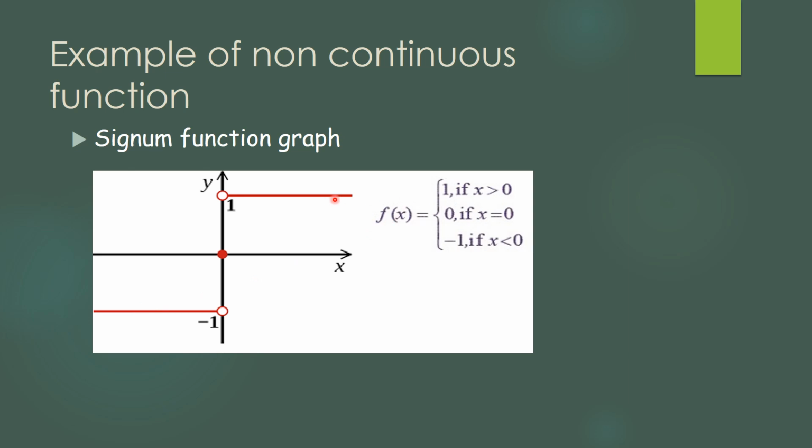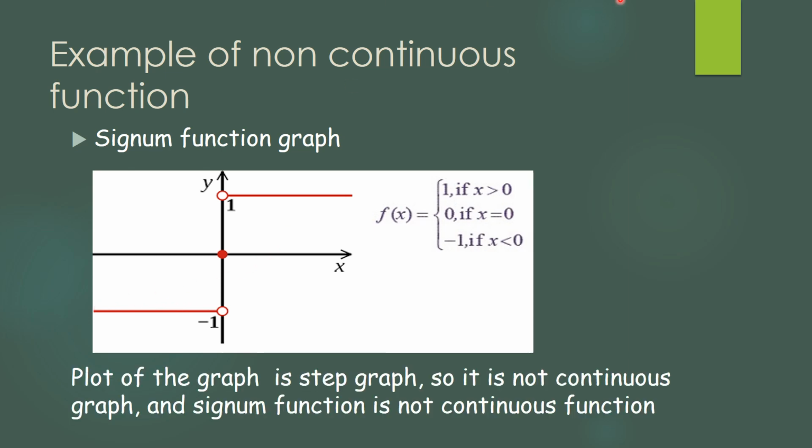Now if I try to join from this point to this point, I can join it without lifting my pointer. But now I want to join this point, so for that I have to lift my pointer. Again, I have to lift the pointer from here to here and then join. This function is a step graph. This is one step, this is another step, so it is called a step graph. And so the function is not a continuous function.